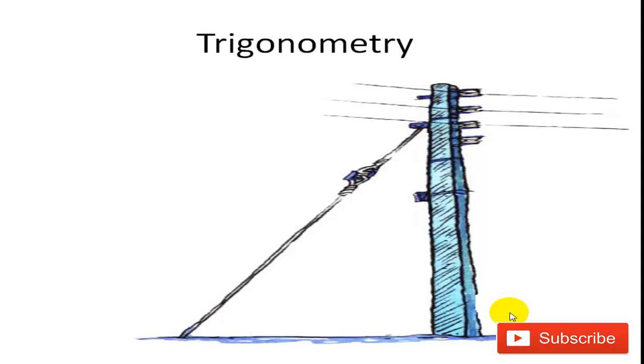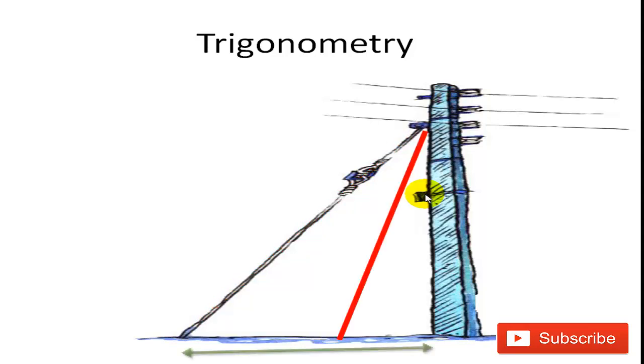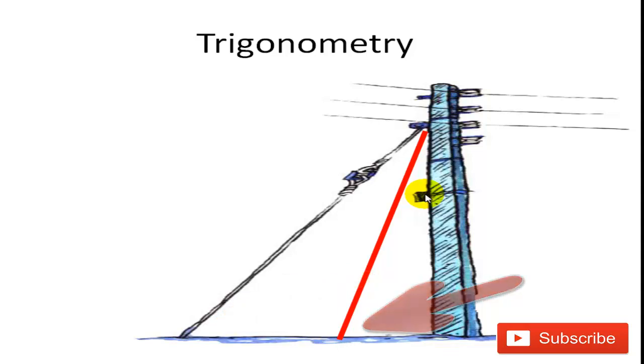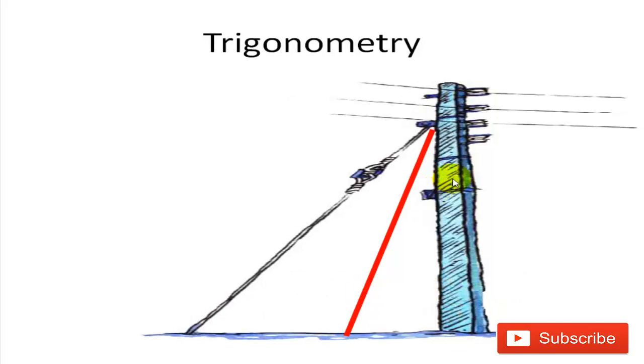Next, another daily life example is the electric pole. They are usually erected with a metal wire. Here, the pole, wire and the ground make a right angled triangle. Now observe what will happen if the length of the metal wire decreases. If the length of the metal wire decreases, the distance between the pole and the ground decreases and the angle made by the wire with the ground also changes. Now we discuss in detail with the example of the wall and ladder.